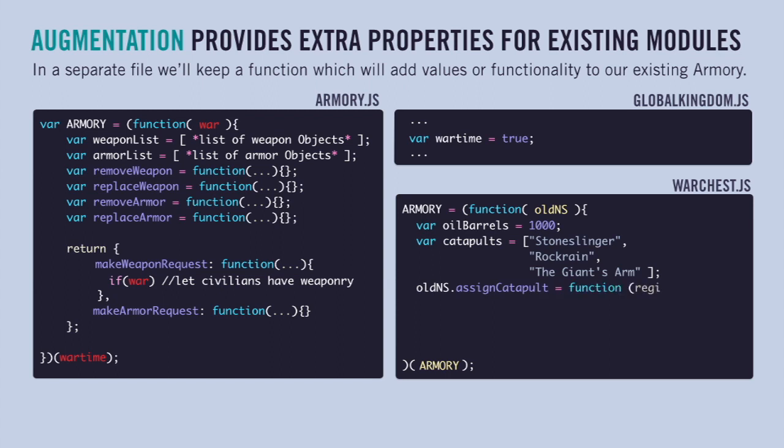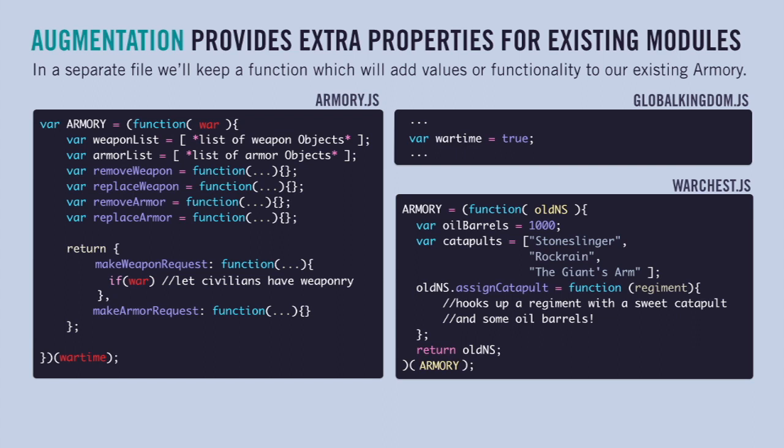Well, we got some local variables here called oil barrels, of which there are 1,000. We've also got some catapults to add to our war chest: stone slinger, rock rain, and the giant's arm. We've also got a new method called assign catapult. That's going to take in some regiment number, and it's going to hook a regiment up with a sweet catapult and of course some oil barrels to toss at some orcs.